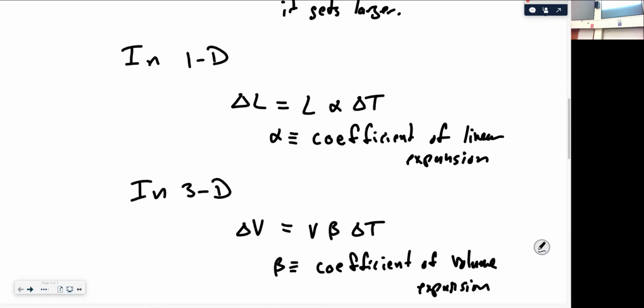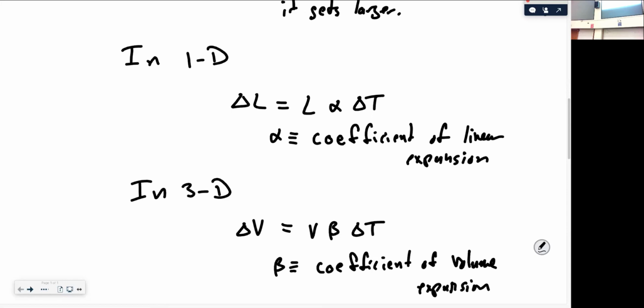Yeah, it makes sense. If you're going to change the length by something, you can change the volume as well. Close, but not quite. Any other guesses? It does not actually depend on the shape of the object. That's a good question.